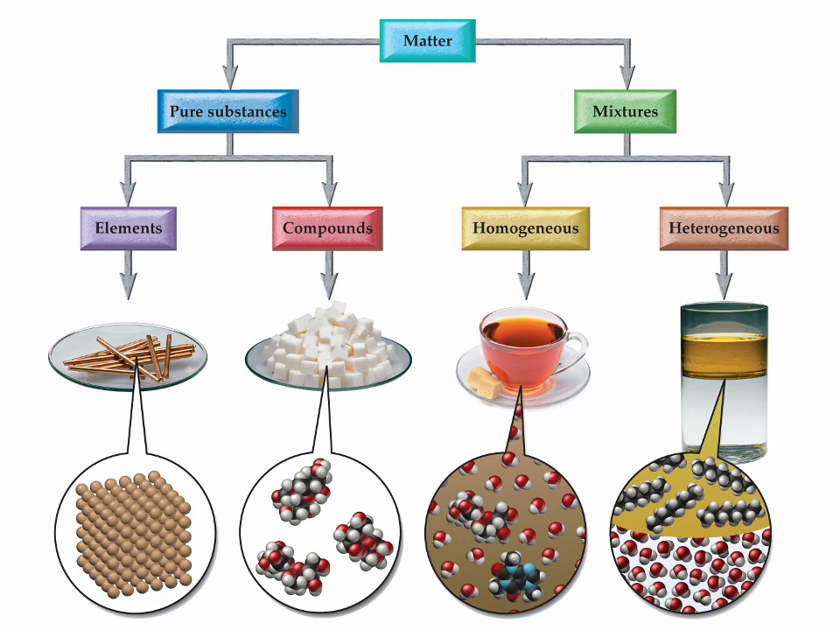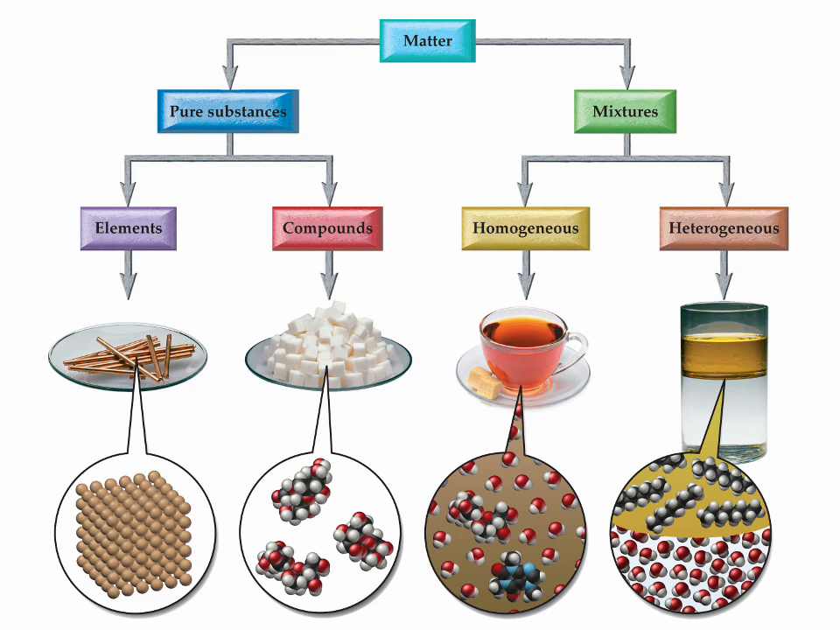Mixtures are when I have different things mixed together. So we can see here a cup of tea has water and sugar and caffeine. That one that has the blue spheres, that's caffeine. And so in that cup of tea there are lots of things. So let's think about when we make a cup of tea.